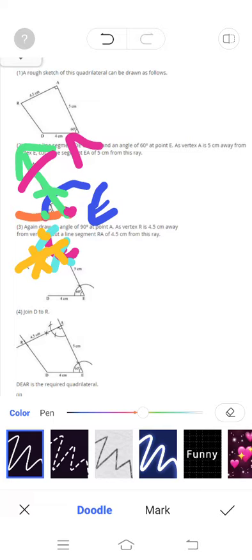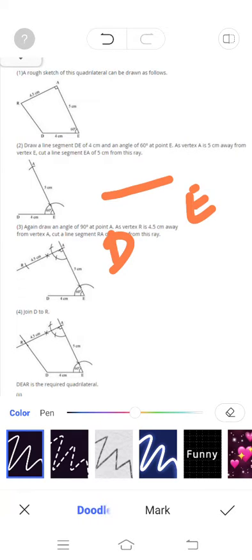After drawing 90 degrees, measure 4.5 cm in your compass with A as center. With A as center, 4.5 cm radius, cut an arc. So now you should join this intersecting point. This intersecting point you should join D to R. So now DEAR is the required quadrilateral. So let me say the procedure once again.